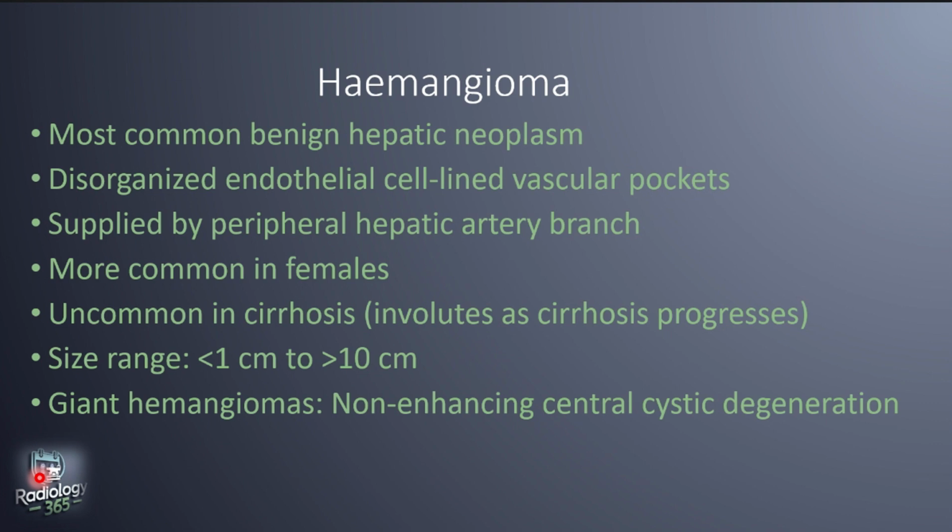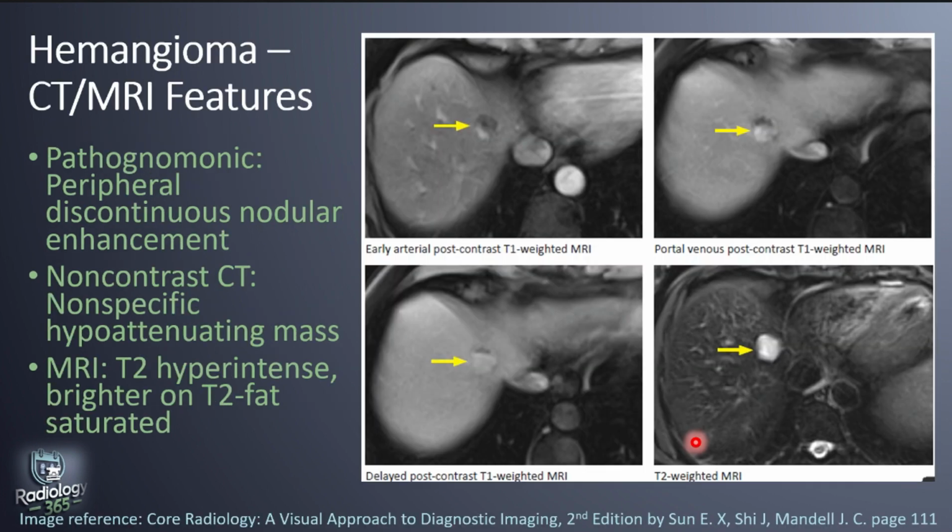Hemangioma may range in size from less than 1 centimeter to even more than 10 centimeters. Giant hemangiomas tend to have a non-enhancing central area representing cystic degeneration. On CT and MRI, a virtually pathognomonic imaging feature is peripheral discontinuous progressive nodular enhancement.